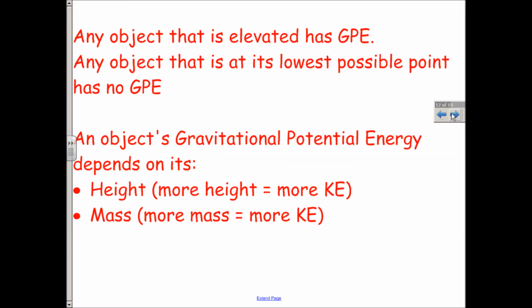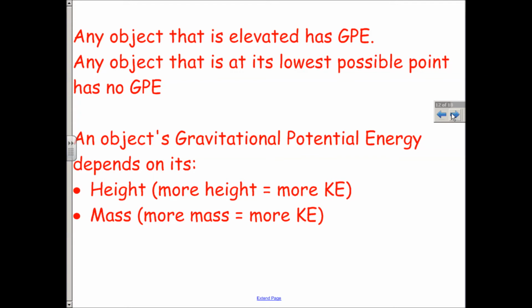Any object that's elevated automatically has gravitational potential energy. If it's at its lowest possible point, it has no gravitational potential energy. This is sort of a weird thing about gravitational potential energy, that it depends on height. And how you measure the height sort of depends. So what we're going to do in this class is always identify the lowest possible point in the problem and call that a height of 0, and then measure up from there. That way we never have a negative height. Okay?